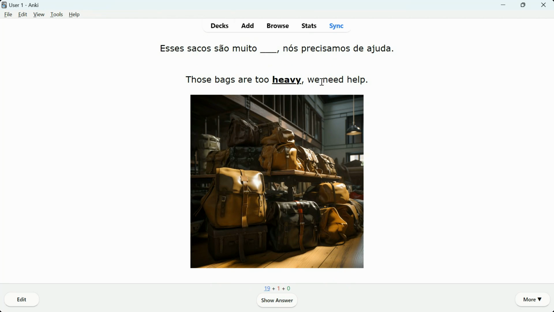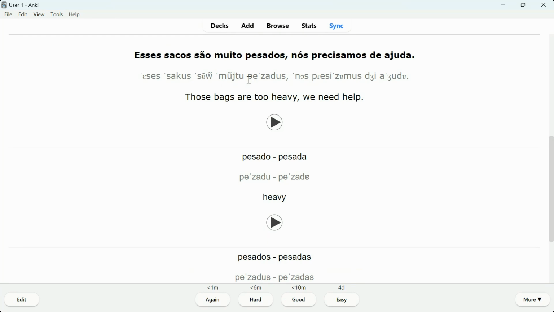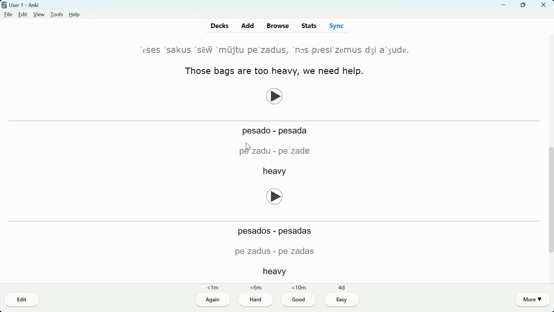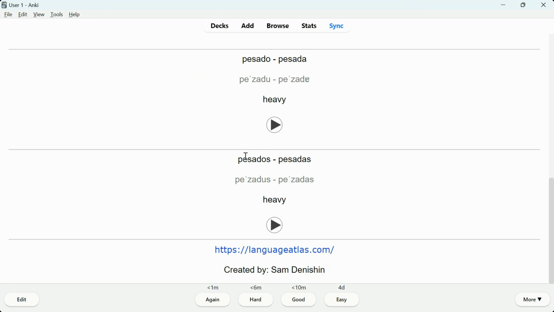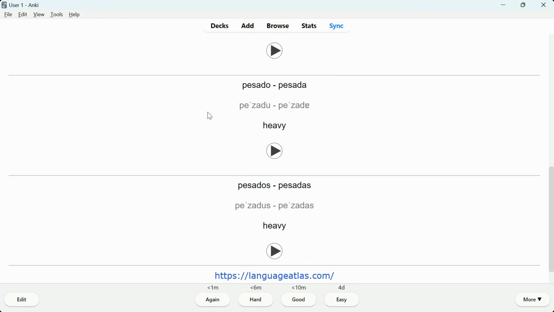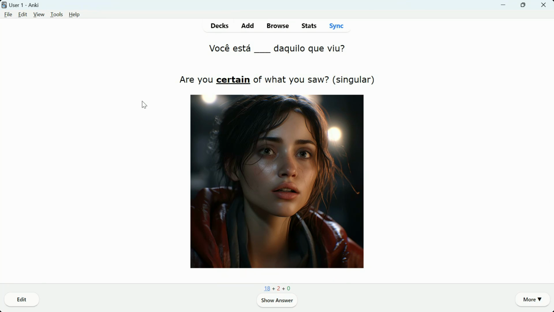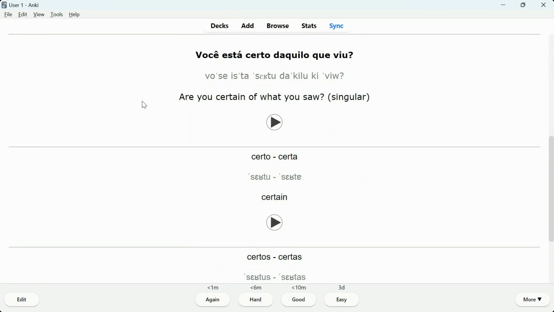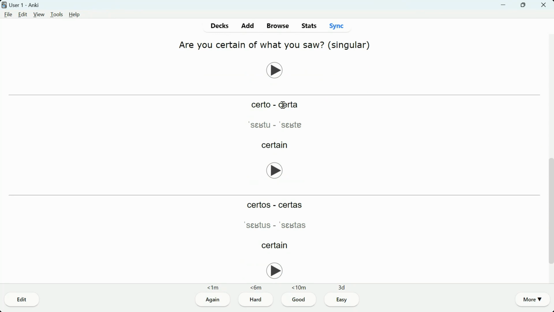Those bags are too heavy. We need help. Heavy. Esses sacos são muito pesados. Nós precisamos de ajuda. Pesado, pesada. Pesados, pesadas. And again, you see the same concept. Masculine, feminine, and everything over here is singular, and everything over here is plural. Are you certain of what you saw? Certain. Você está certo daquilo que viu? Certo, certa.